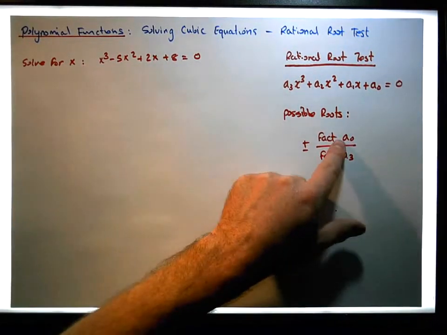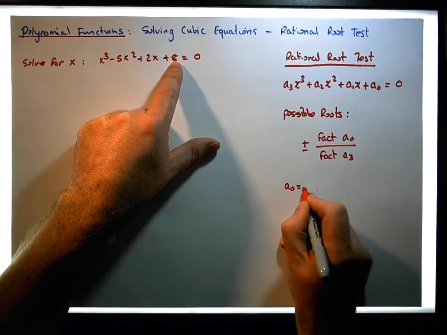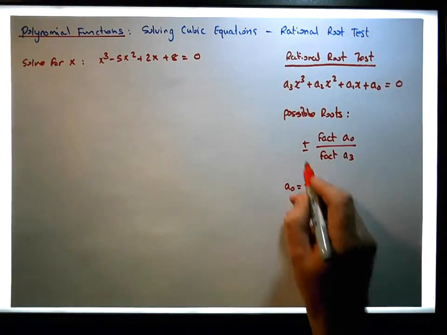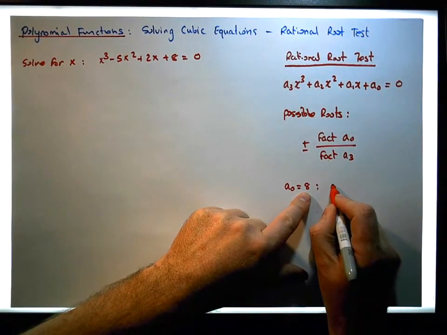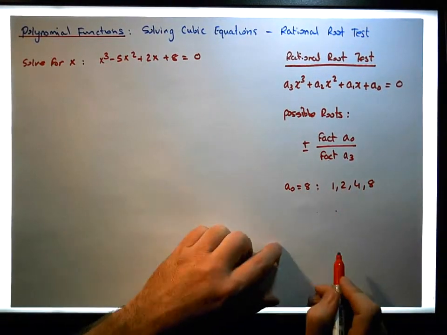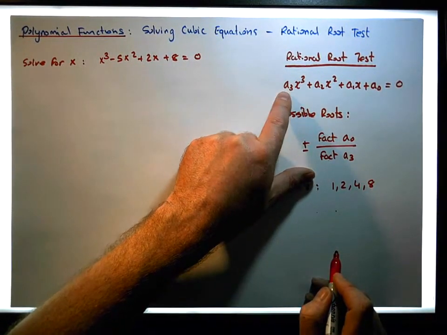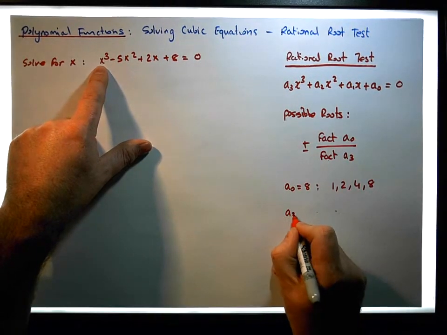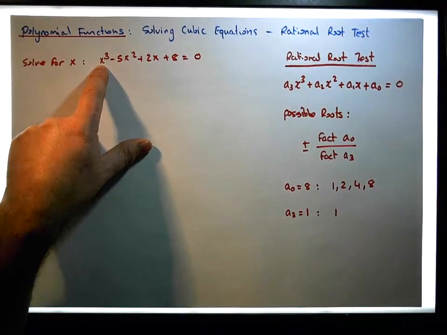So let's have a look at a0. a0 is the constant term, an 8. Let's just look at its positive factors, because the plus or minus will sort things out for us. Its positive factors are 1, 2, 4, and 8. They're the only numbers that divide into 8. Now a3 is the coefficient of the x cubed term, and there's only one x cubed, so a3 is equal to 1. The only positive factor of 1 is 1 itself.